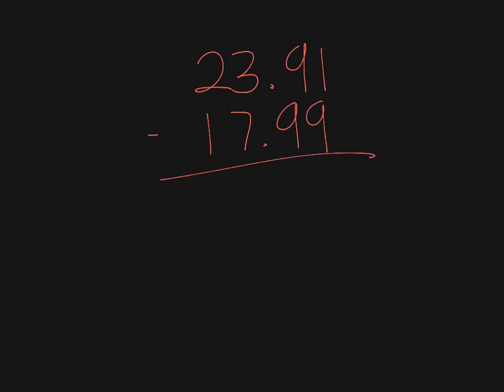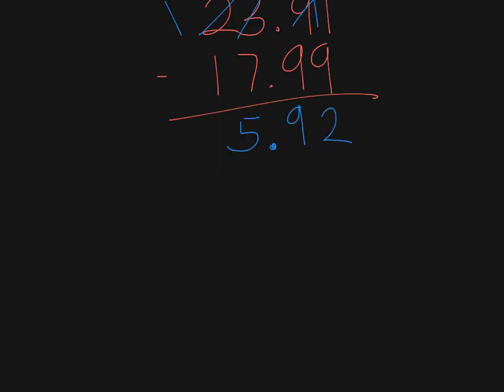Here it is. Let's go and find the difference between 23 and 91 hundredths minus 17 and 99 hundredths. I cannot do 1 minus 9, so I go next door and I borrow. That becomes an 8. This becomes an 11 because 10 plus 1 makes 11. 11 minus 9 is going to be 2. I cannot do 8 minus 9, so this becomes a 2. That's an 18. 18 minus 9 is 9. Here's my decimal. I have to borrow again. This becomes a 12. 12 minus 7 is going to be 5. So my difference is going to be 5 and 92 hundredths.